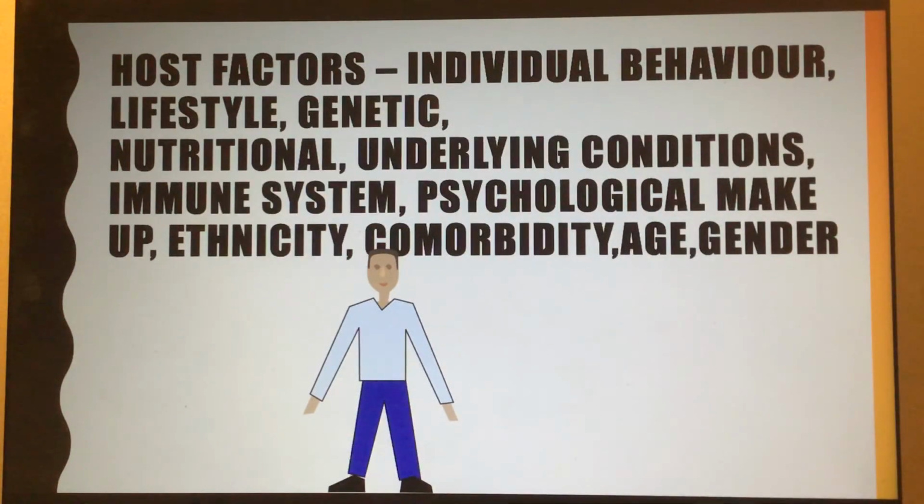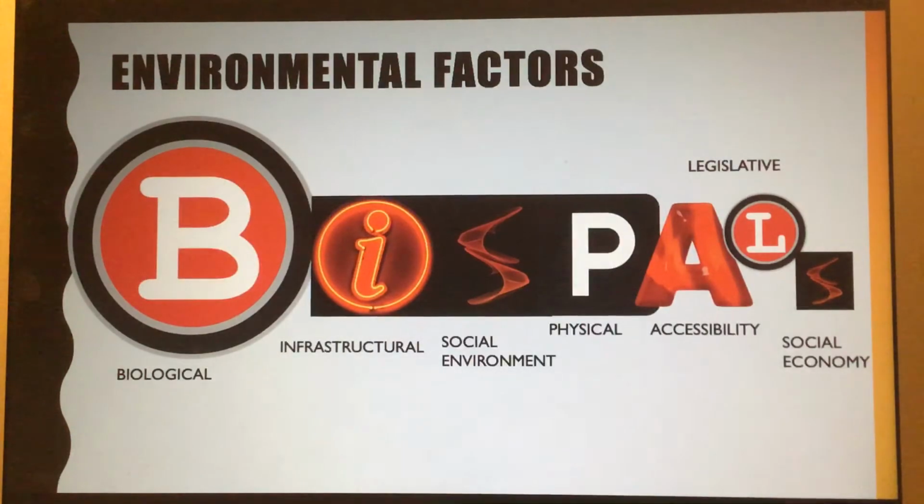Host factors include the individual's behavior, lifestyle, genetics, nutrition, underlying conditions, immune system, psychological makeup, ethnicity, comorbidity, age, and gender. Comorbidity in this case means you have a primary condition with add-ons of secondary or tertiary conditions. That means you have more than one disease occurring at the same time in an individual. That is comorbidity. For environmental factors, we can use BISPOS.